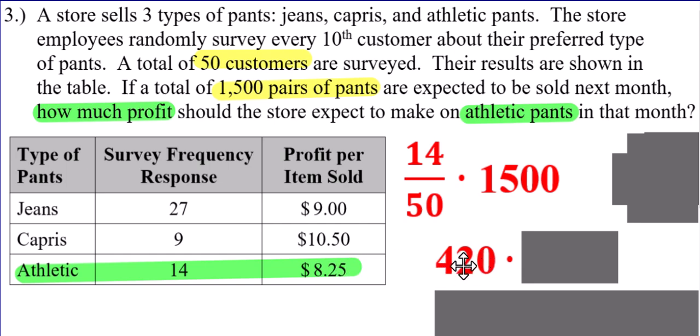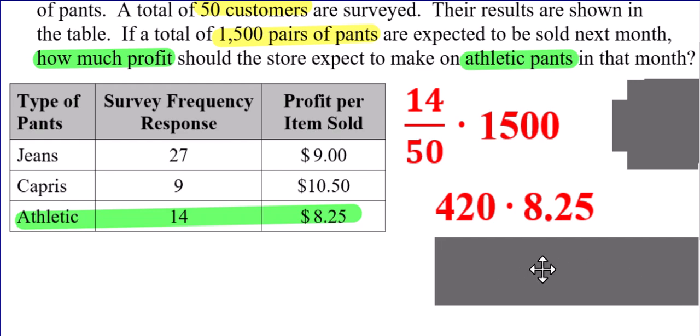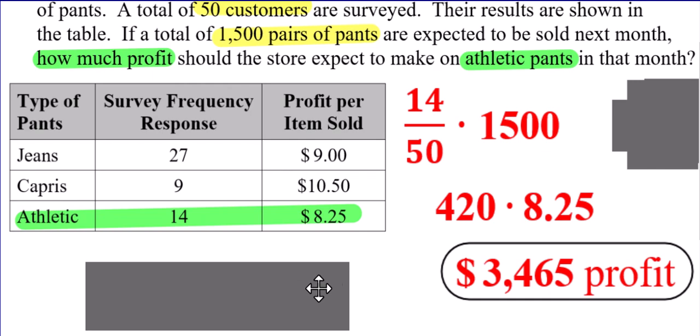420 athletic pants we expect to be sold. Take that times the profit per item. So that's $8.25 per item. We're going to take that times the 420 athletic pants. And that will give you, calculator time, that will give you, boom, $3,465 in profit from just the athletic pants.